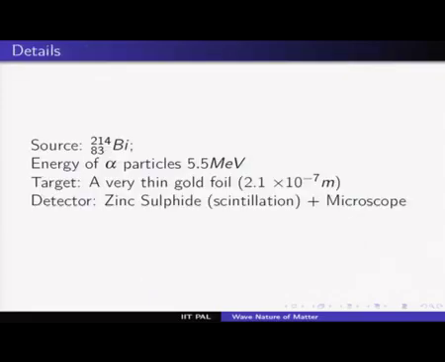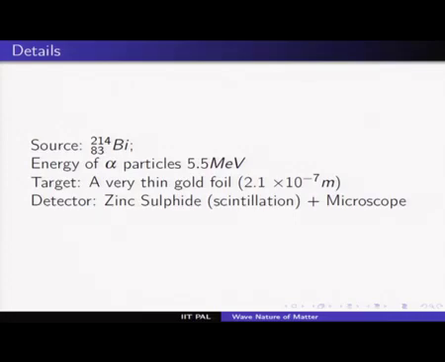So, this is the experimental apparatus, and these are the details. As I told you, the source was bismuth, the energy was 5.5 MeV, and the target was really very thin. We have to remember that it is so thin that it has only a few layers of the atomic charge distribution. That means there was also an understanding that the atomic size is of the order of 10 to the power of minus 9 or 10 to the power of minus 8 meters.